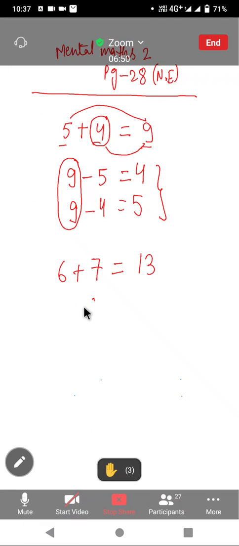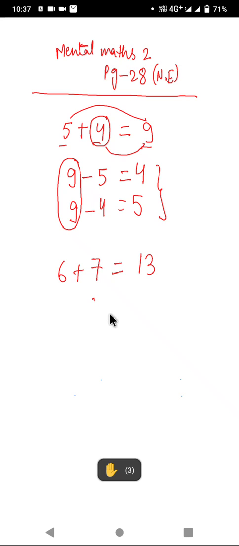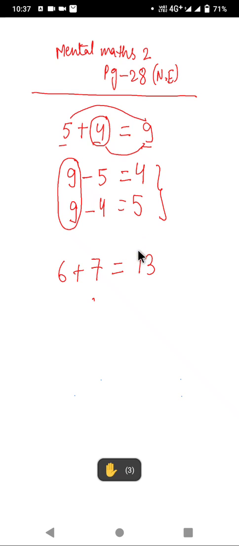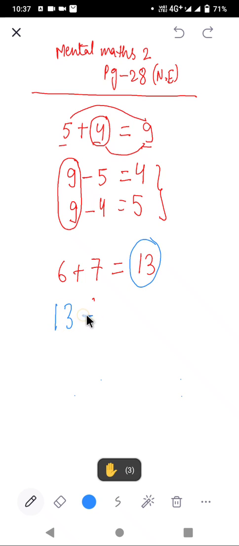So students, we have to take the bigger number first to write subtraction facts. The bigger number is 13 here. Then what will we subtract? 6. If we subtract 6 from 13, we will get 7. And if we subtract 7 from 13, we will get 6. So this is very simple.